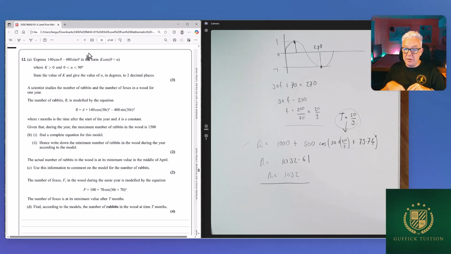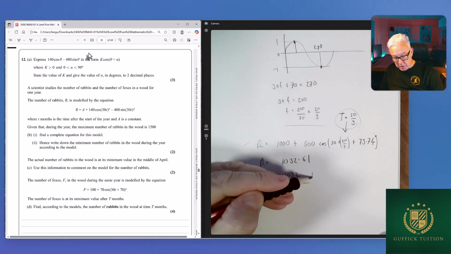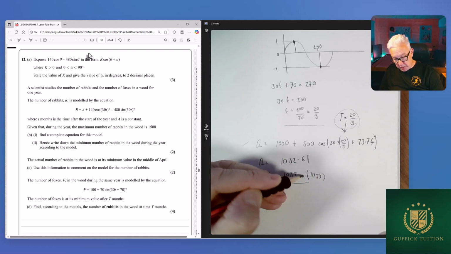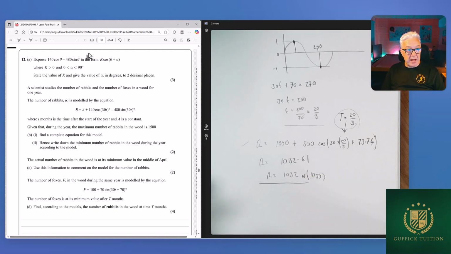When we work that out, it turns out to be 1032.61. I've just rounded it down to 1032. However, the mark scheme indicates that they will accept 1033 as well. So either one of those is acceptable. And that's the end of that question.